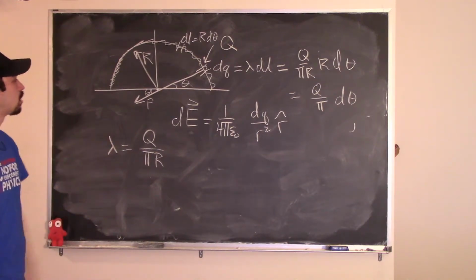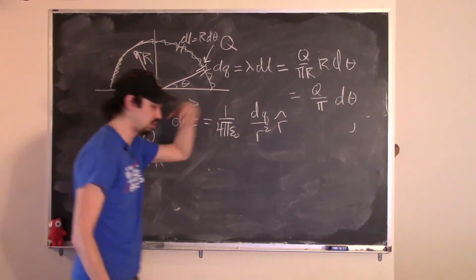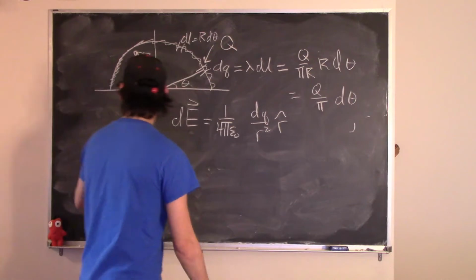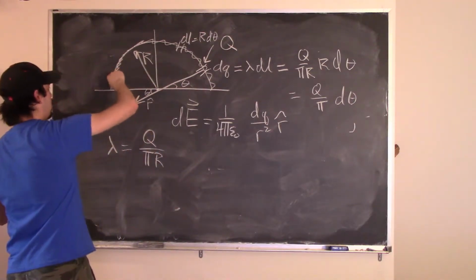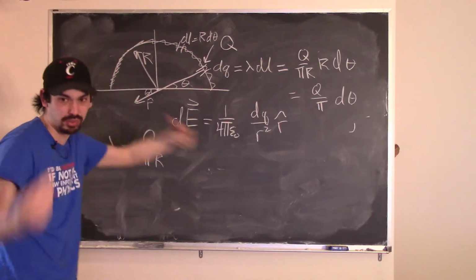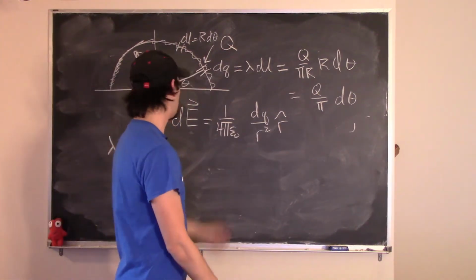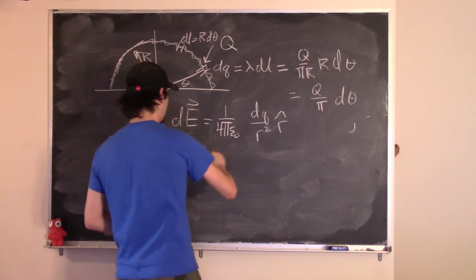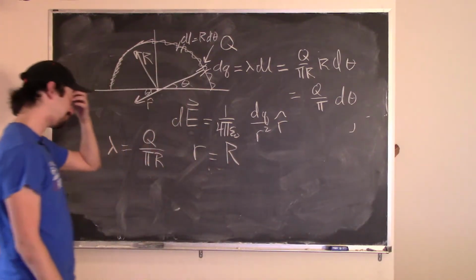Now let's look at r. Well, for these problems, actually, r is probably the easiest thing here. For every point along this arc of the circle, the distance to the origin is the same. That's what defines a circle, right? So that says then that r is actually just capital R.